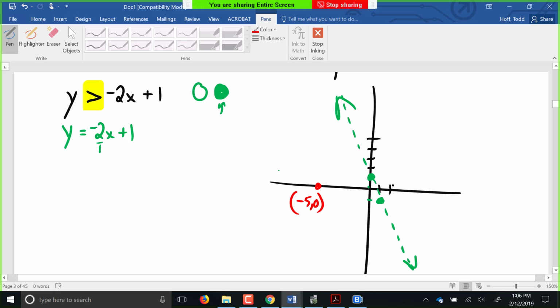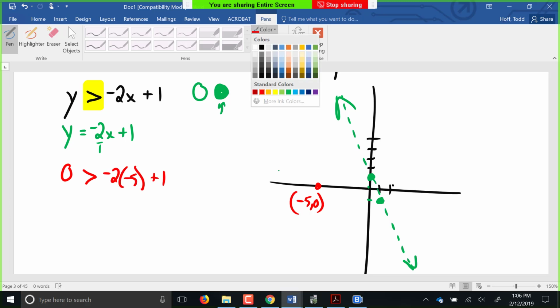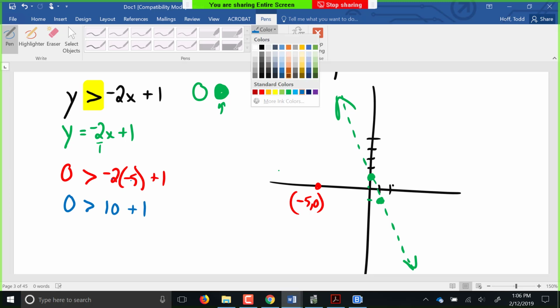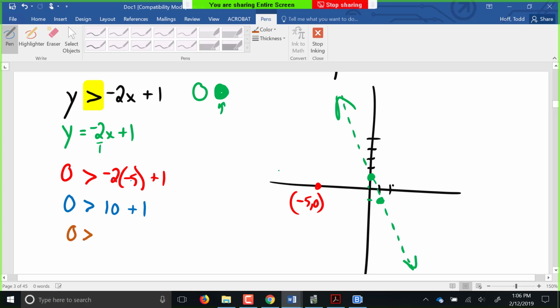So let's put that in. That would be y equals 0 when x is negative 5. Negative 2 times negative 5 is 10, and 10 plus 1 is 11, right? Is that true? Is 0 greater than 11? It is not. So that means that the solution is not on this side, it is on the other side. So we will shade in the other side of the line, like that. Any questions?